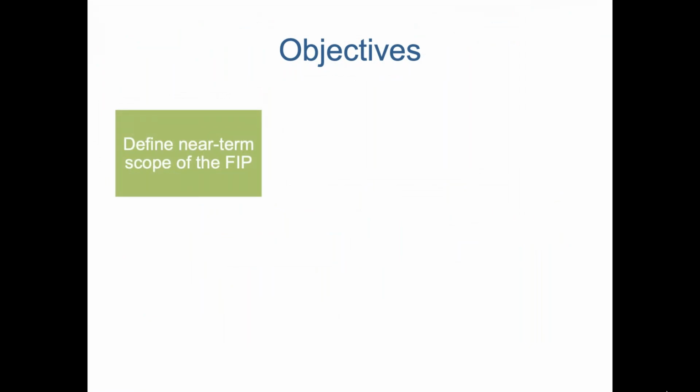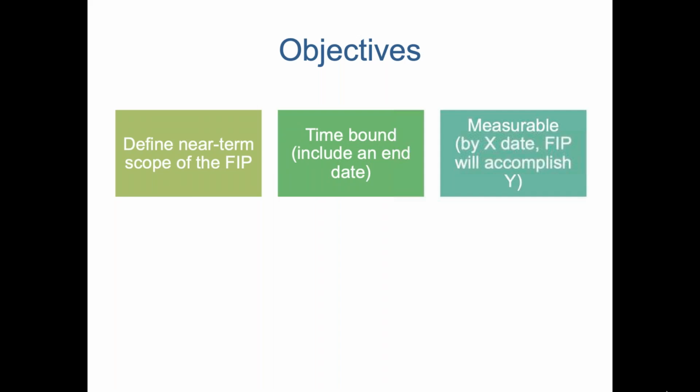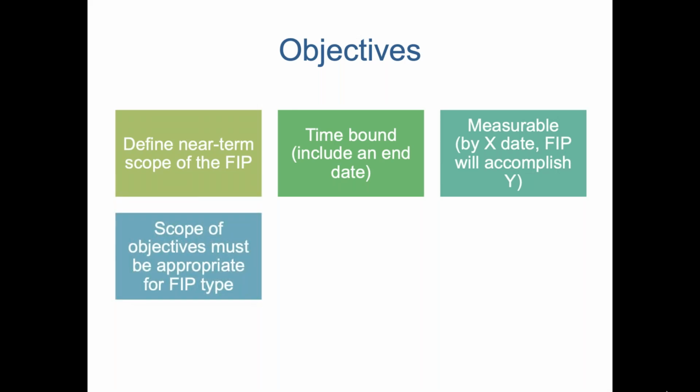So looking at the objectives for the FIP, these should define the near-term scope of the FIP. They should be time-bound, and so include an end date. They should also be measurable, so what will the FIP accomplish by whatever the deadline is. The scope of the objectives should be appropriate for the FIP type. So for example, if you're working on a comprehensive FIP, the objectives should reflect the fact that the overall goal of the FIP is to address all of the performance indicators that are required to bring the fishery up to the level of performance associated with an unconditional pass of the MSC standard.